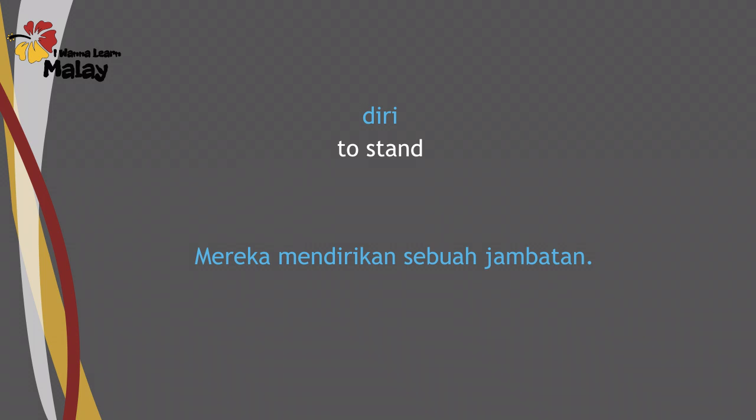So mendirikan here is to make something stand, or to build. They built a bridge. So jambatan is a bridge, and the penjodoh bilangan for a bridge is sebuah. We've looked at penjodoh bilangan in a specific lesson that we had. So this shows that again, from just one single verb, diri, it can expand to different meanings with different prefixes.